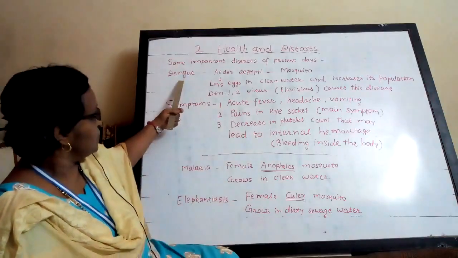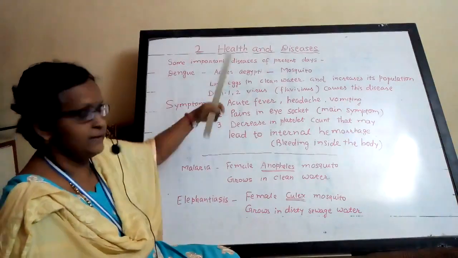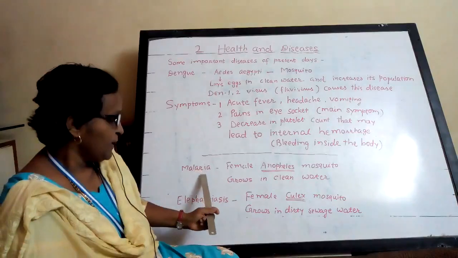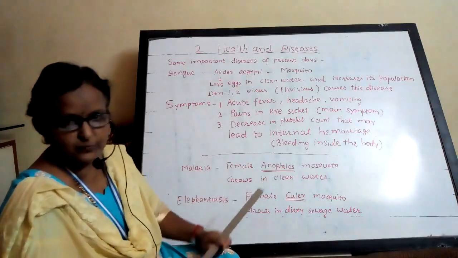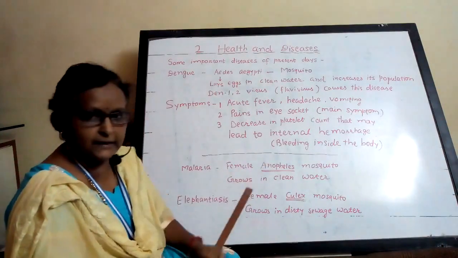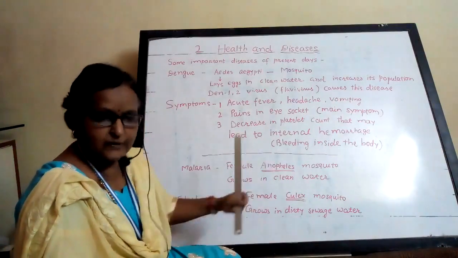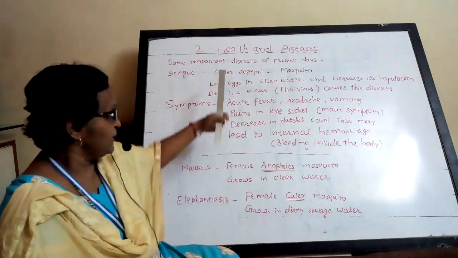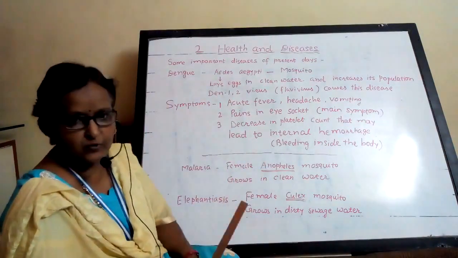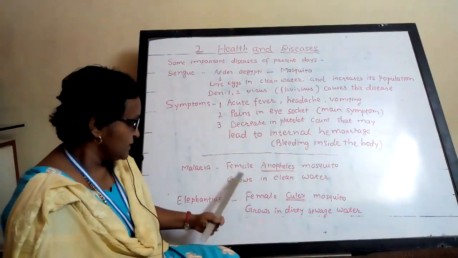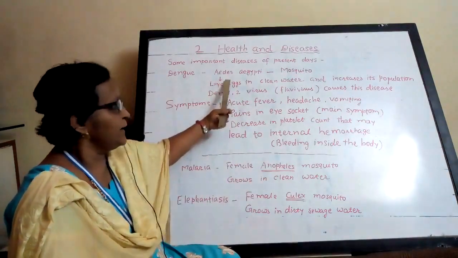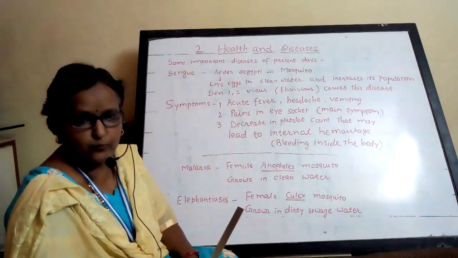Now I have told you dengue is spread through Aedes aegypti. Then you know malaria is spread through the Anopheles mosquito. I have underlined it. This can be asked as a fill in the blanks. This is also a female mosquito, and especially these two, Anopheles and Aedes, grow in clean water.